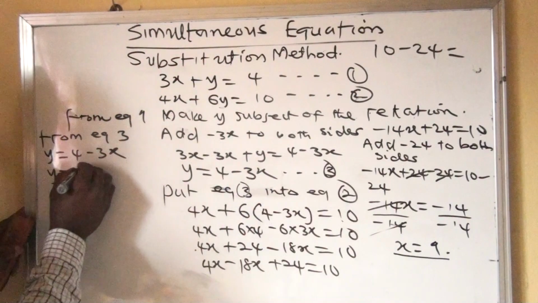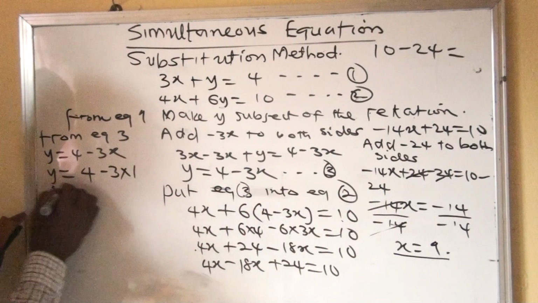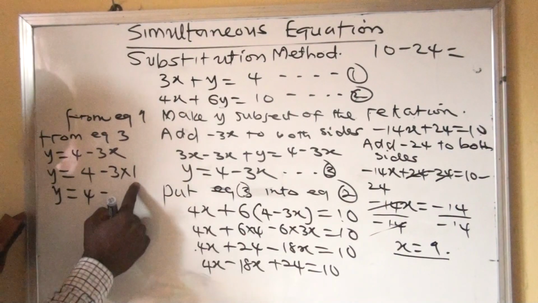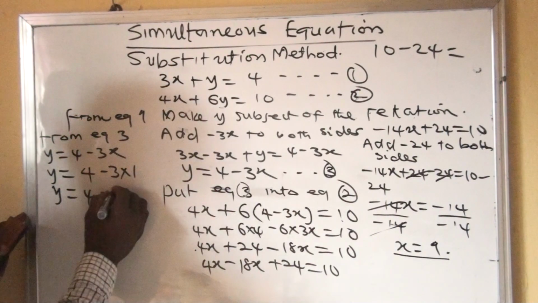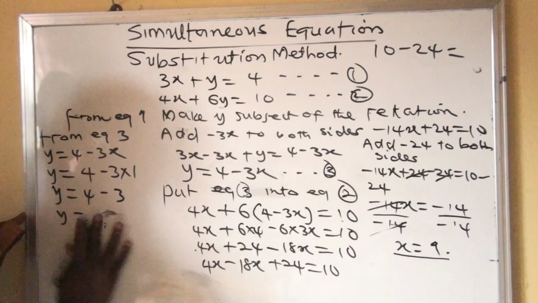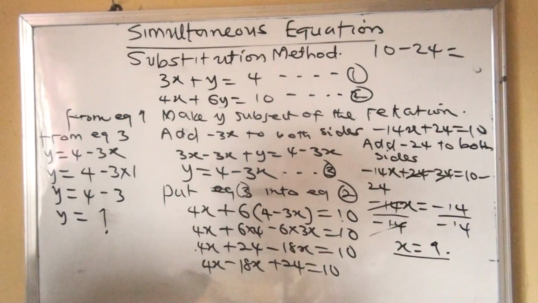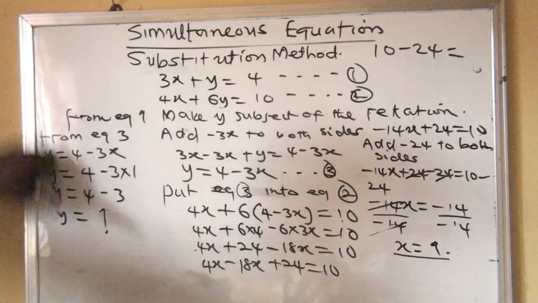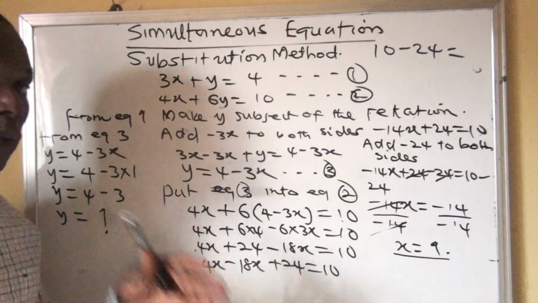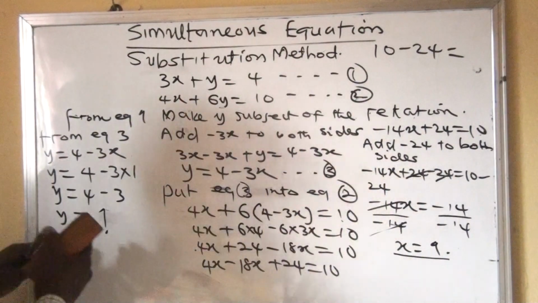So here it is 4 minus 3 times 1, so that y is equals to 4 minus 3, since 3 times 1 is 3. So y is equals to 1. Okay, you see that when we use the elimination method and when we use the substitution method, the results are the same.